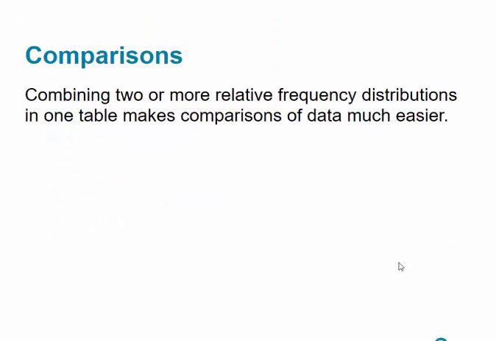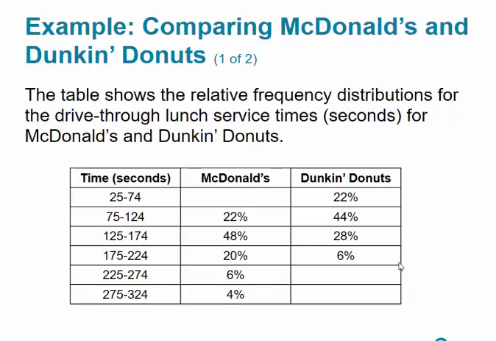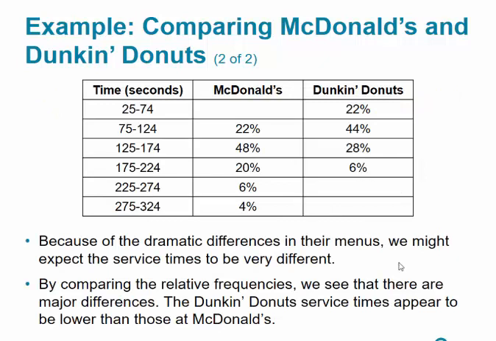Now, comparisons. Combining 2 or more relative frequency distributions in one table makes comparison of data much easier. Here, the table shows the relative frequency distribution for drive-through lunchtime services for McDonald's and Dunkin' Donuts. So you can see the time and the difference between them. Here we can compare two different fast food places. Because of the dramatic differences in the menus, we might expect services to be different. By comparing the relative frequency, we see that there are major differences. Dunkin' Donuts service appears to be slower than McDonald's, so they appear to be faster. And of course, again, that's due to the menus, right? And that's the end of section 2.1. Thank you.